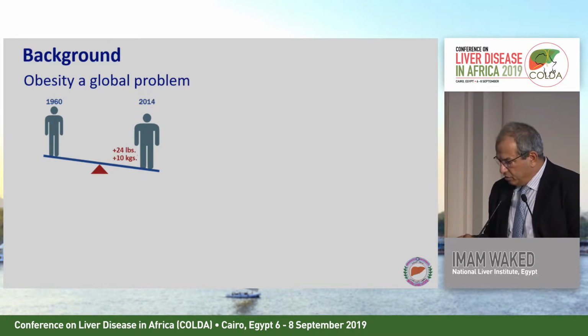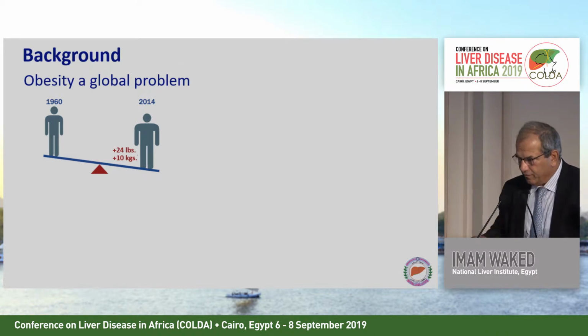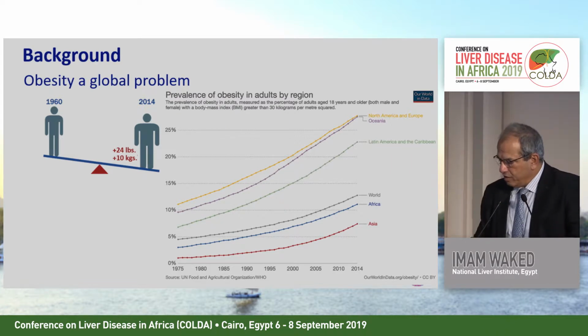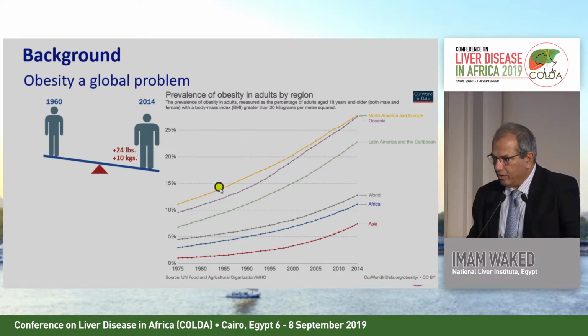For a brief background, obesity is a global problem and it's on the increase. The global population has increased in weight probably by 10 kilos in the past 40 or 50 years. That's the weight of the whole world. And this shows the prevalence of obesity in different areas of the world.